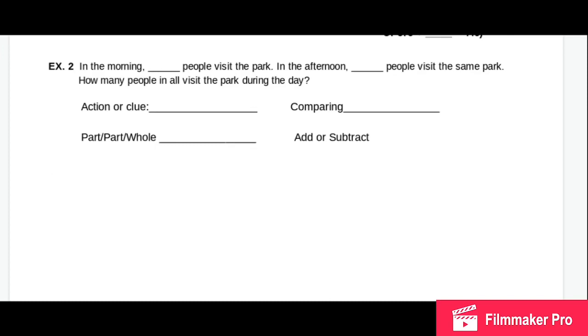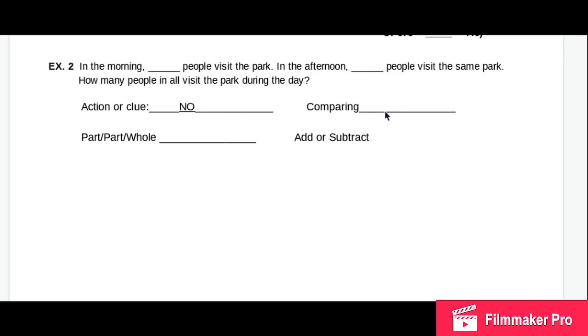So remember, for these problems, the numbers have been taken out. The numbers are not important. This problem says, in the morning, blank people visit the park. In the afternoon, blank people visit the same park. How many people in all visit the park during the day? So let's think about that. Is there an action or clue? No, there is not an action or clue. We do not have people that were combining to the park. We don't have people leaving the park. We just know that people come to the park in the morning and in the afternoon.